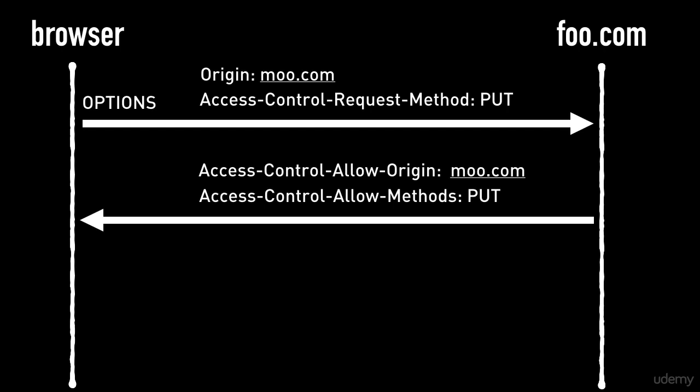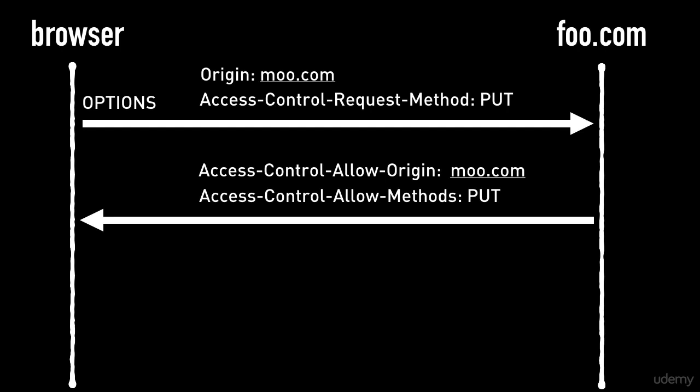So if any of those was not correct, so if the response didn't contain the Access-Control-Allow-Methods header, or didn't contain the right HTTP method that we're requesting, or didn't have the Access-Control-Allow-Origin with the right value, at this point the browser would block that response and it wouldn't then issue the PUT.